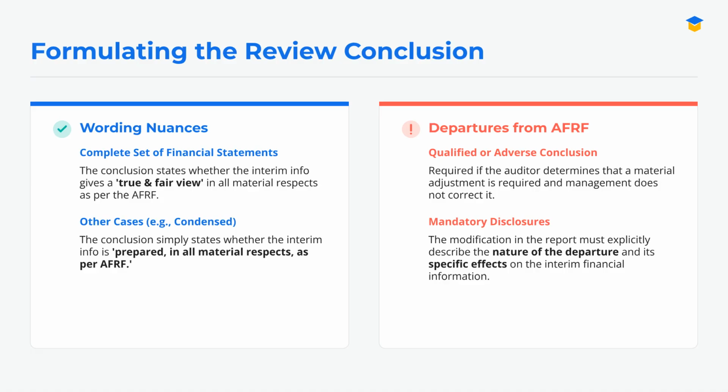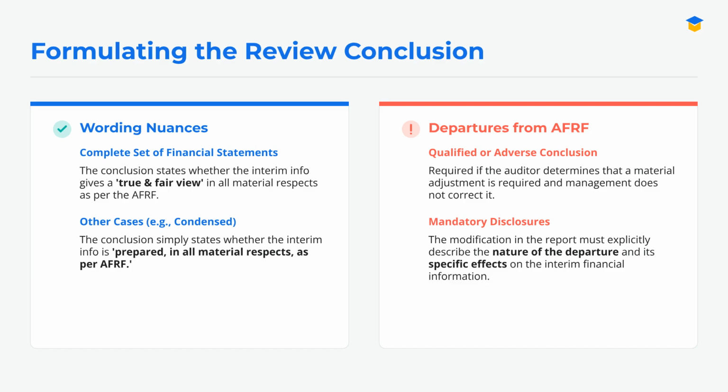Slide 11 focuses on the wording nuances of the review conclusion. For a complete set of financial statements, the conclusion states whether the interim info gives a true and fair view in all material respects as per the AFRF. For other cases, like condensed financials, it simply states whether the interim info is prepared in all material respects as per AFRF.